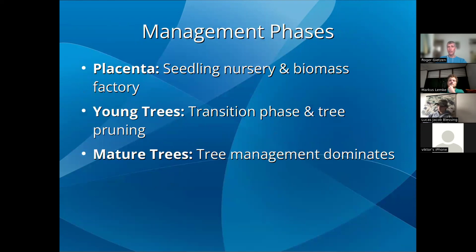I'm calling it the young tree and mature tree phases of maturity, and how the management is a little different.